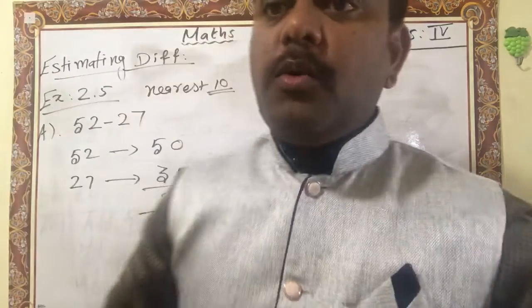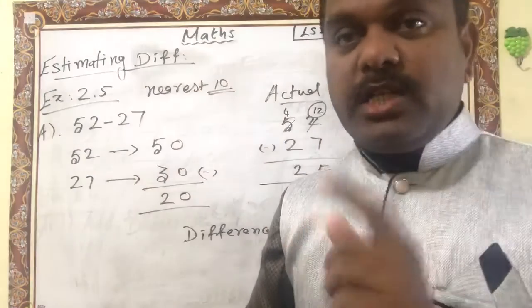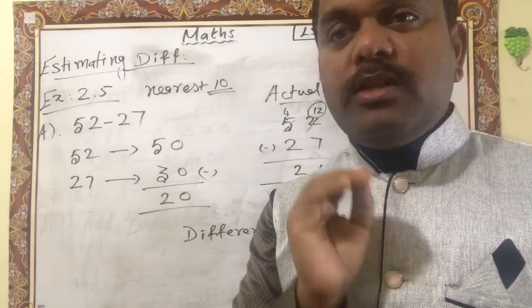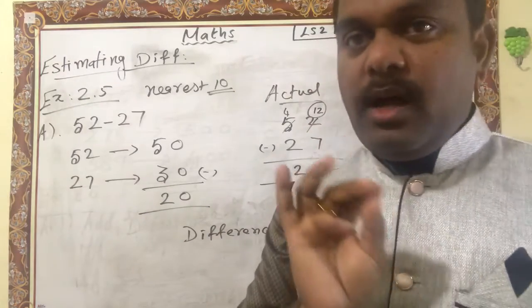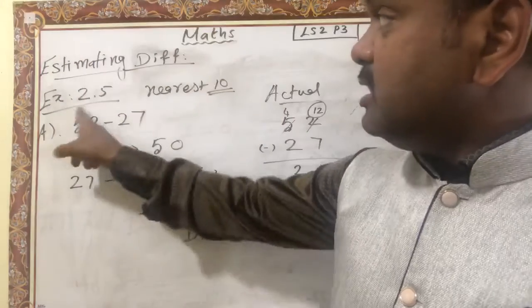Now understood? One more time I will explain. That is sum. Sum means addition. In the question everything will be written. Estimating sum with nearest 10 or nearest 100, everything will be mentioned. First, that is addition. This is subtraction.